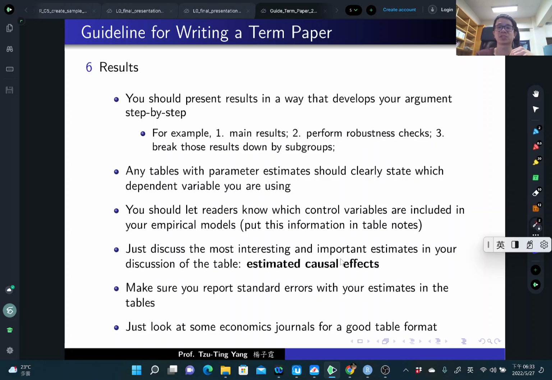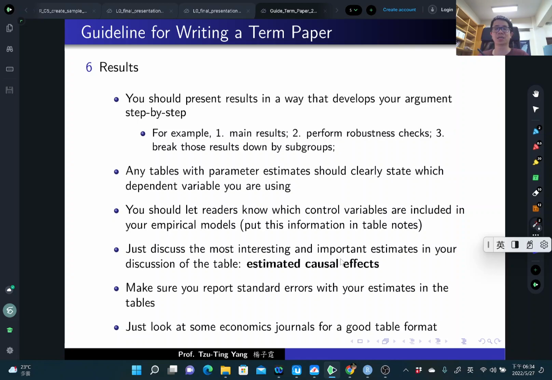And then you can perform several robustness checks to see whether your results are robust. If you change some sample selection or change different covariates, how does your result change? Hopefully you don't change a lot. So that shows your result is very robust, very strong, very consistent. And then you might break your main result down by subgroups, by gender, by different income group, by different education level, to present several subgroup analyses.